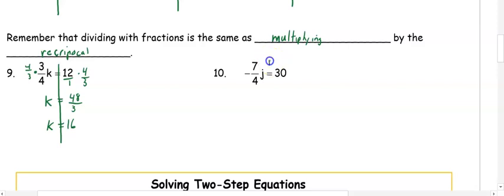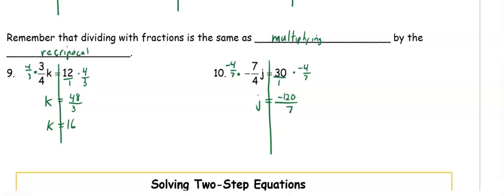In number 10, we want j to be positive. So we're going to multiply by negative 4/7. So we flip the fraction but keep the negative with it. So j equals, when we multiply 30 times negative 4 is negative 120. 1 times 7 is 7. Negative 120 is not divisible by 7, so we're just going to leave that as a fraction.